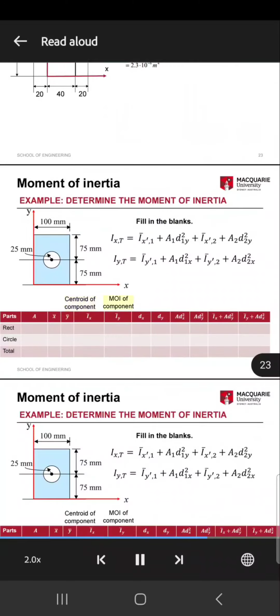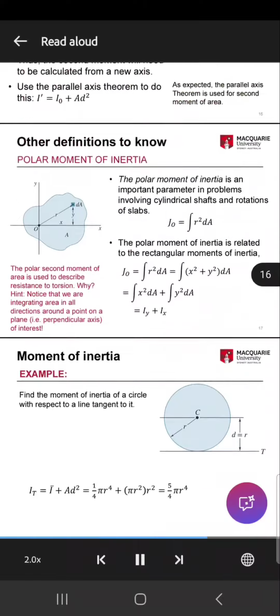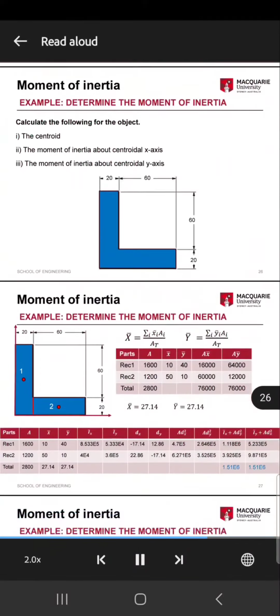Fill in the blanks. Centroid components, moment of inertia components, parts: A, x, y, Ixx, Iyy, dx, dy, A dy squared, A dx squared, Ixx plus A dy squared, Iyy plus A dx squared. Parts: rectangle, circle, total.